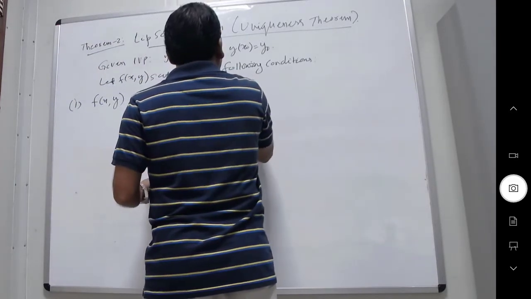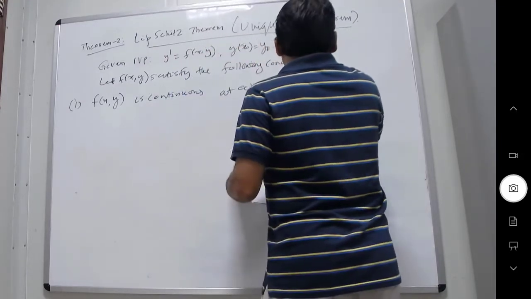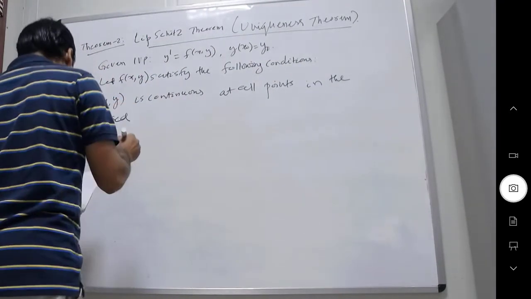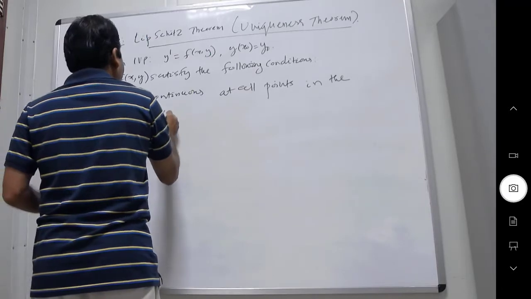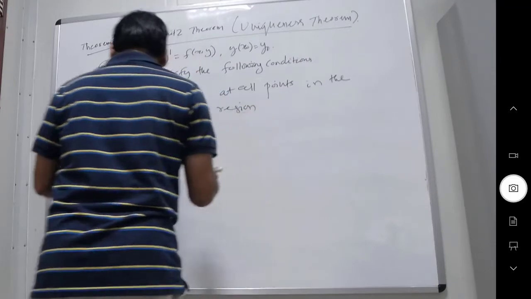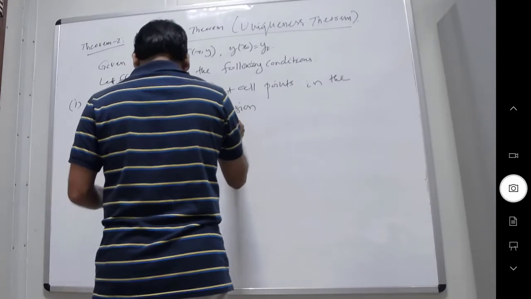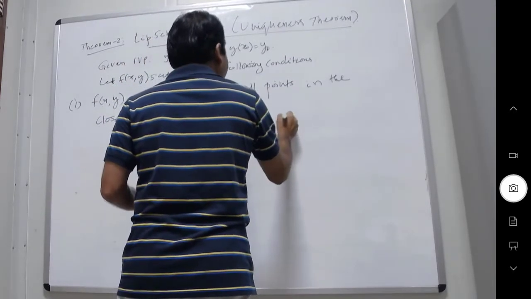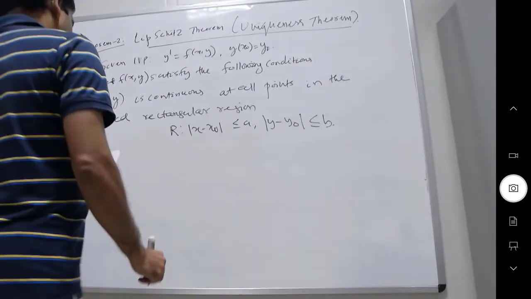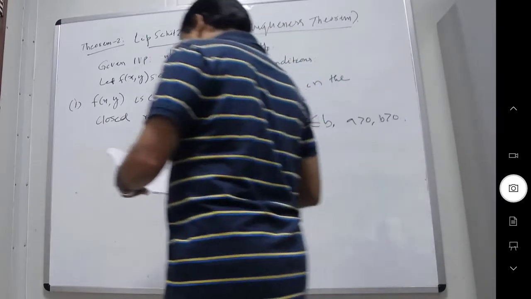Continuous at all points in the closed rectangular region, which is R: |x minus x naught| is less than or equal to a, |y minus y naught| is less than or equal to b, where a, b greater than 0.